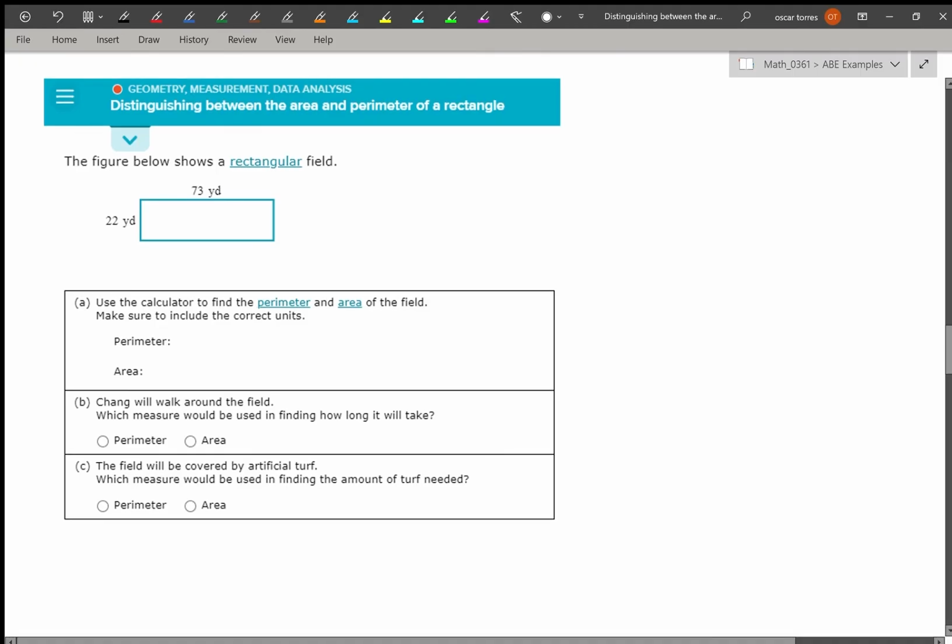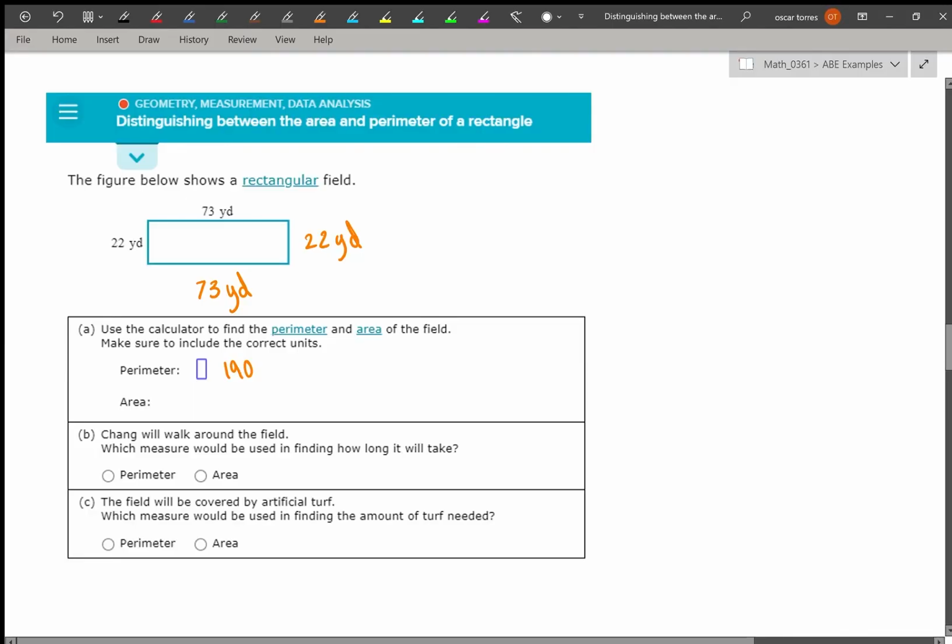This problem gives us a rectangular field. They give us 22 yards on the left, which means on the right, we would also have 22 yards. Then they give us 73 yards at the top of this rectangle, which means at the bottom we'll also have 73 yards. Now that I have all of my sides labeled, I can calculate the perimeter by adding up all of these sides. Because it's perimeter, we're only measuring the distance around the entire rectangle, which means our unit stays as just yards.